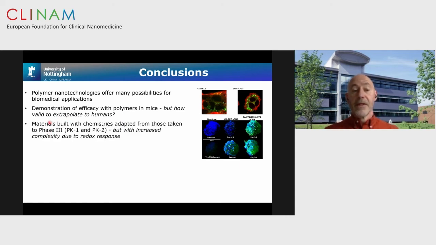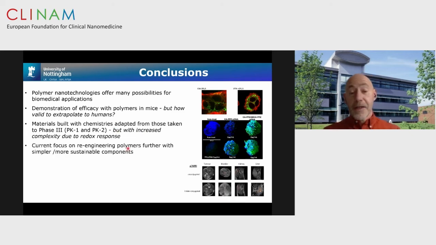So far, we've used materials built with chemistries adapted from those taken to phase three. But having said all that, and we're doing this with PEG PLGA and various other things, which have also been in the clinic, of course, we have introduced components which have reductively or oxidatively cleavable linkers, and acid-sensitive linkers as well. So there are components on those polymers which haven't been through the full regulatory process. So even if most of the polymer has, even the fact that some of those components have not been through full regulatory approval does mean that we would need to get a full regulatory package for them.